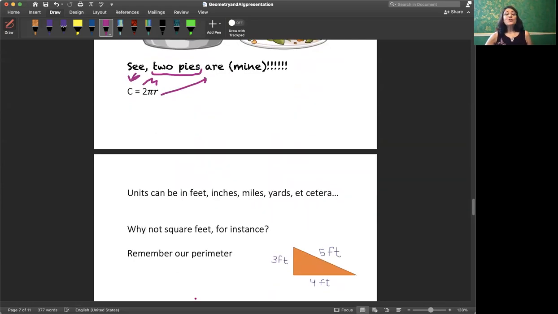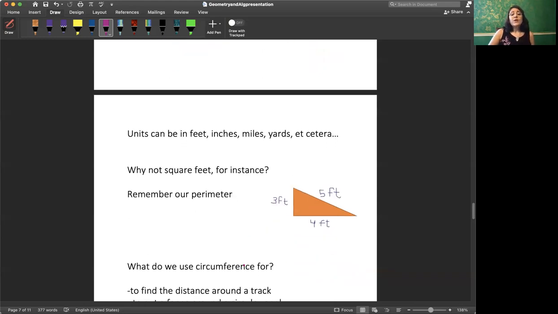So we have our units. It can be in feet, inches, miles, yards. Notice it's not squared because we're not multiplying. Just like in our perimeter, we were adding up the sides and getting a value. Well, that's the same for this. When you have a perimeter, you're just finding the total length, and in this case, of the circle going around. So we want to make sure we remember that.